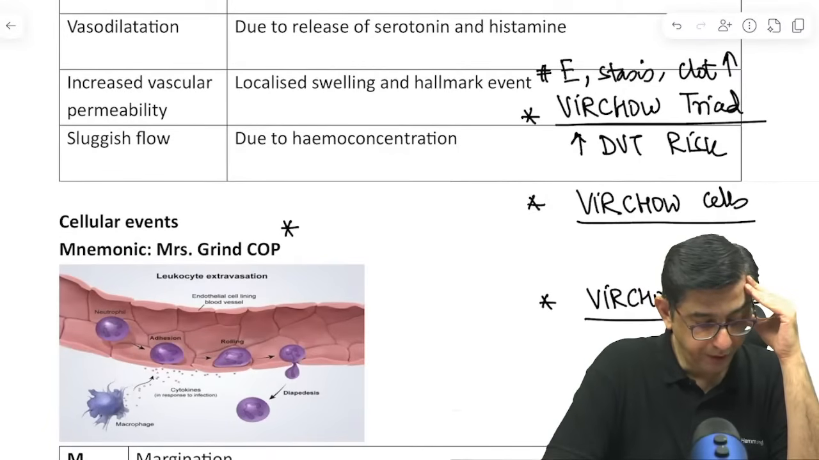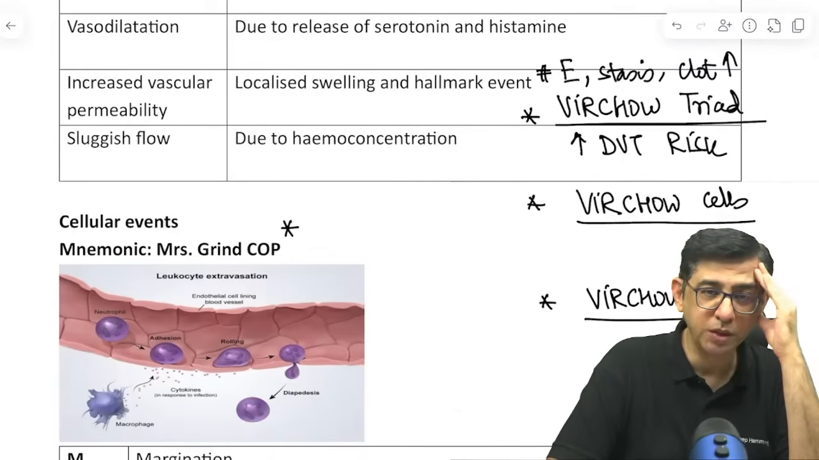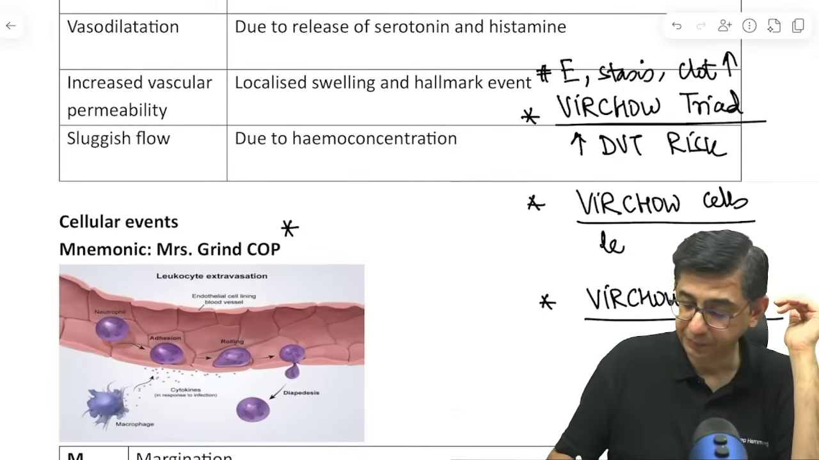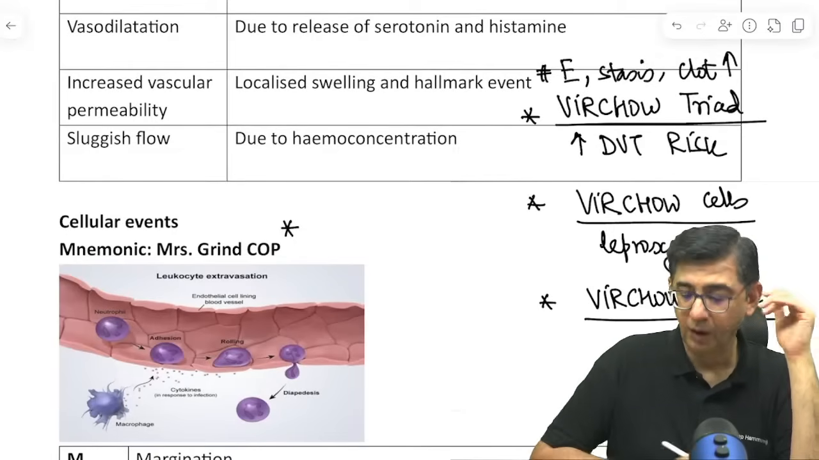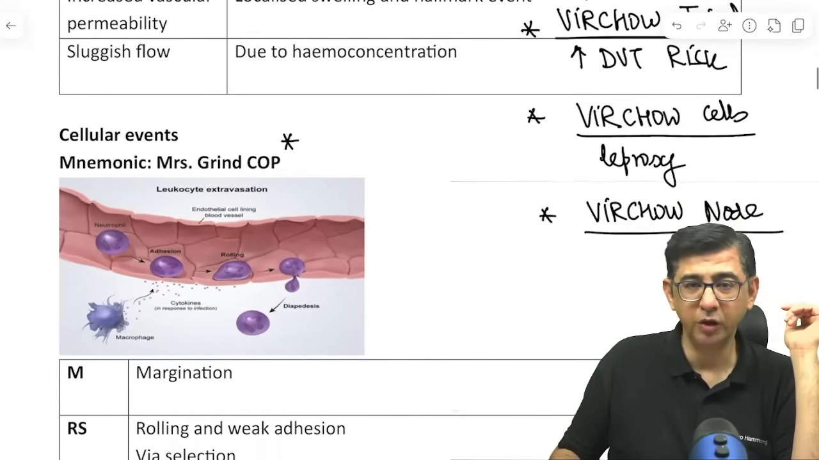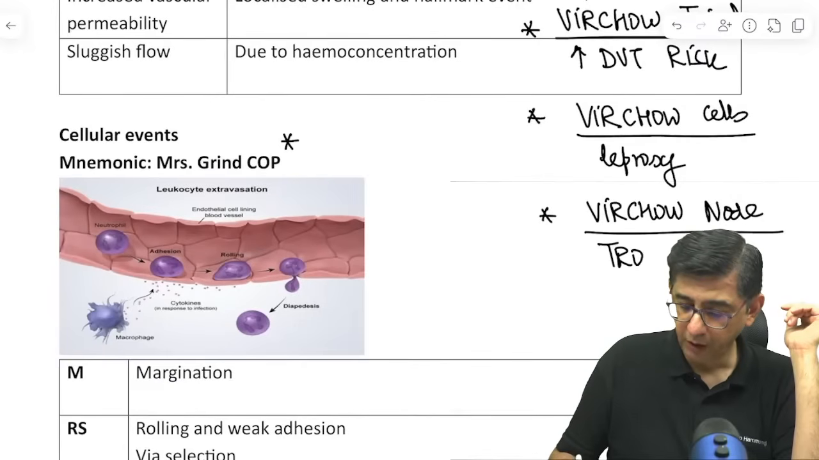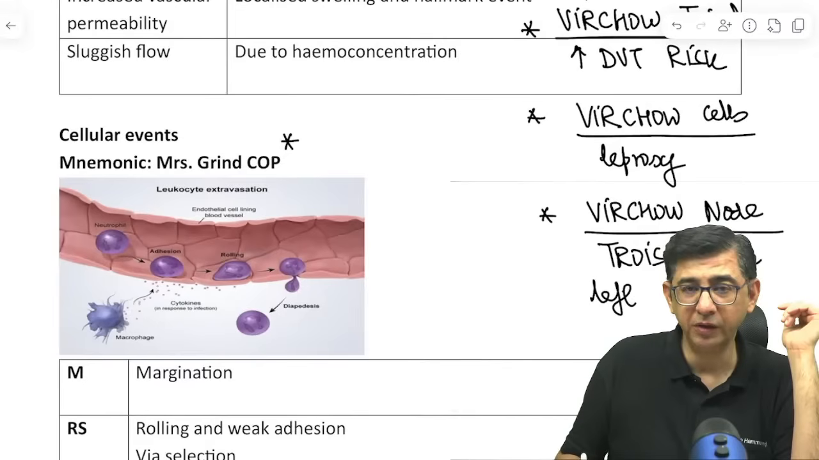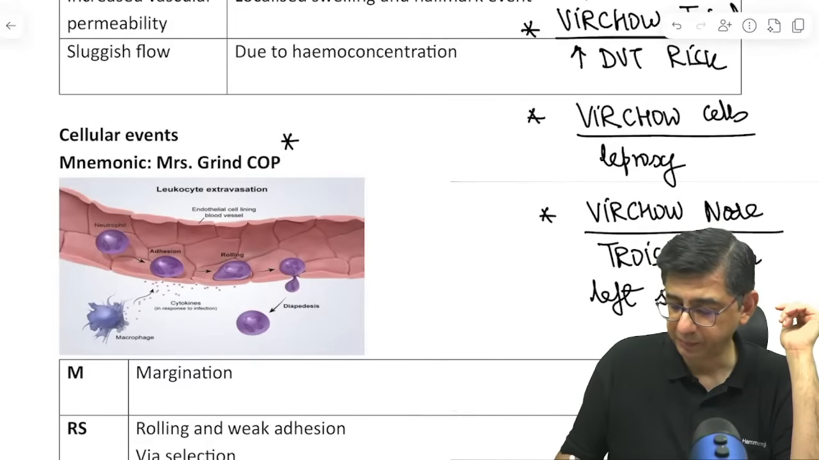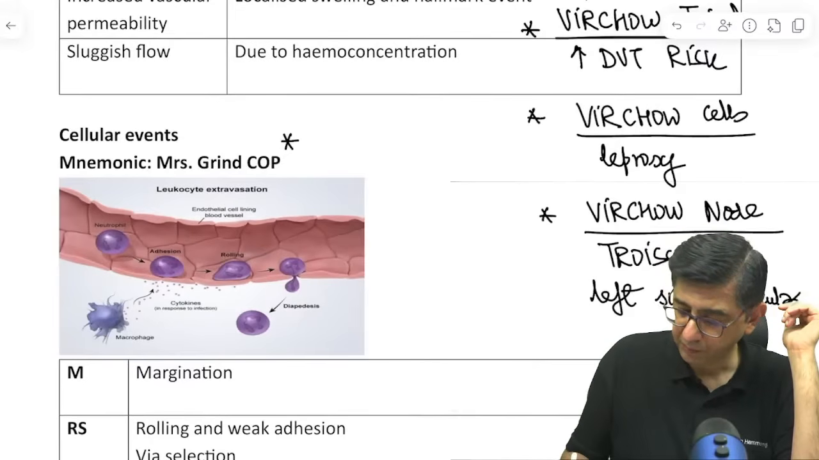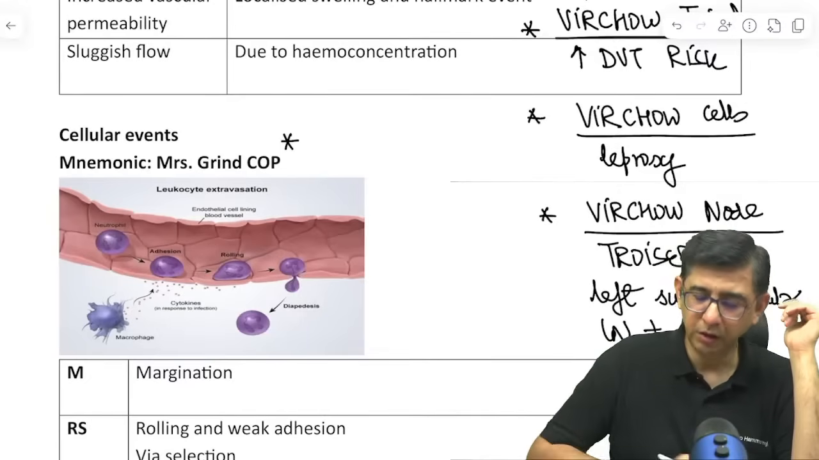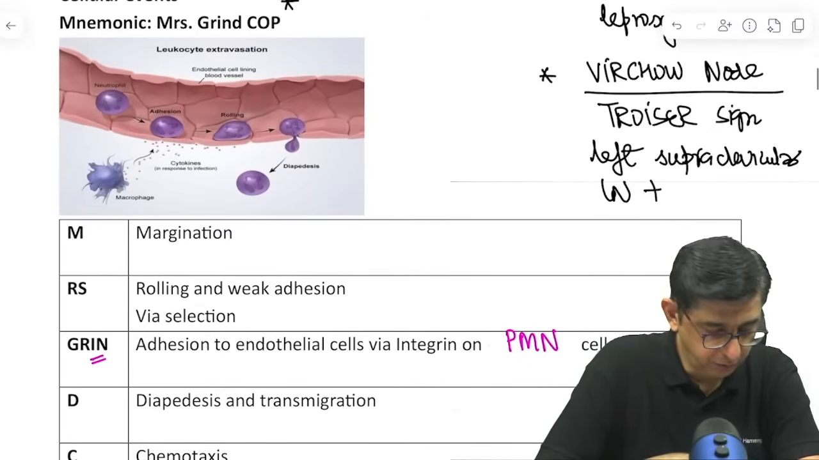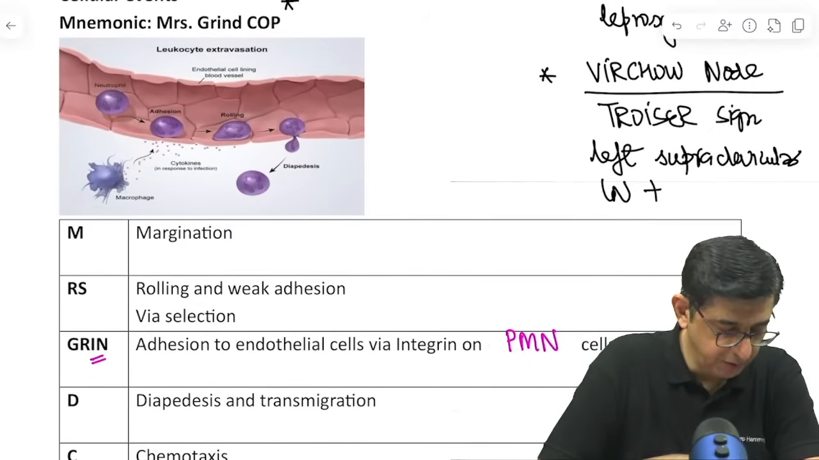Virchow's cell is in TB. Okay, you are missing a little. Virchow's cell, yeah, leprosy. And Virchow's node is Troisier's lymphadenopathy. It is Troisier's sign, no? It is left supraclavicular lymphadenopathy that can be seen with stomach cancer. Troisier's sign is Virchow's node involvement that would be seen as left supraclavicular lymphadenopathy. So Virchow's node is done and Virchow's cells are for leprosy. Very good.